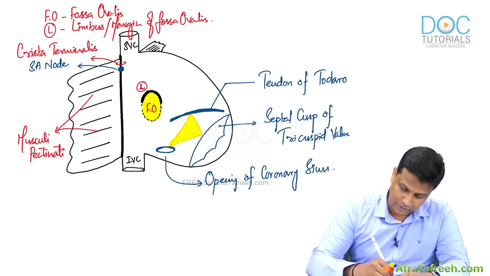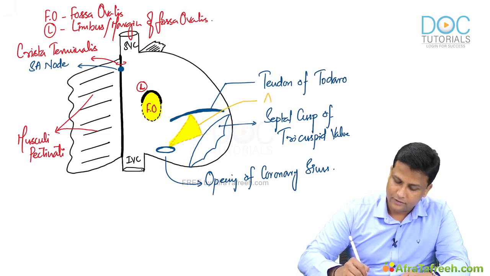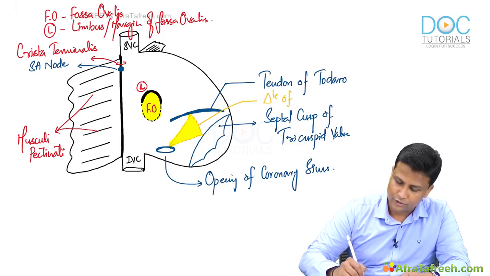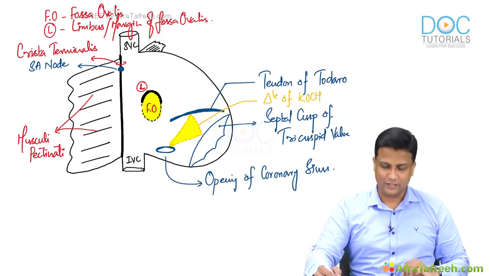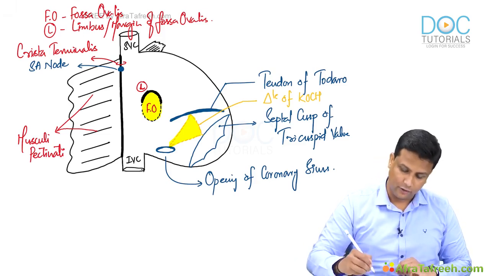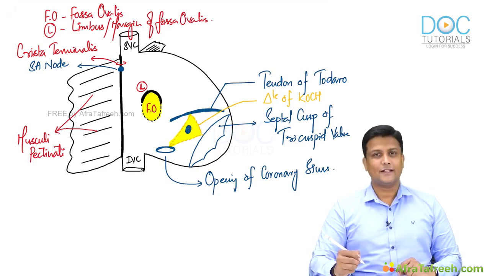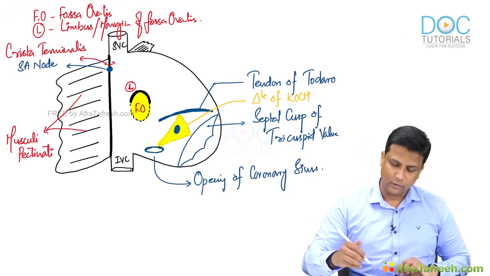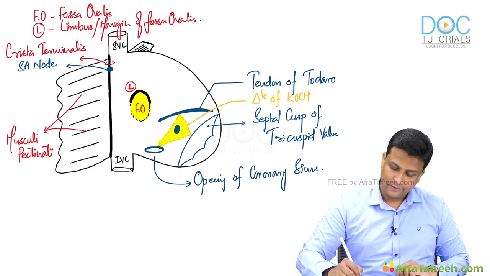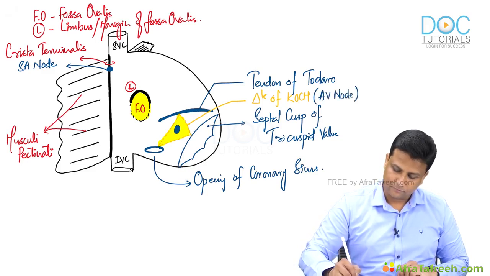So let me just write down here. What is the name of this triangle, guys? This is the triangle of Koch. Now, what is the importance of this triangle of Koch? That is the location for the AV node, guys. Whenever a cardiothoracic surgeon is trying to locate the AV node, that AV node will be located in the triangle of Koch.